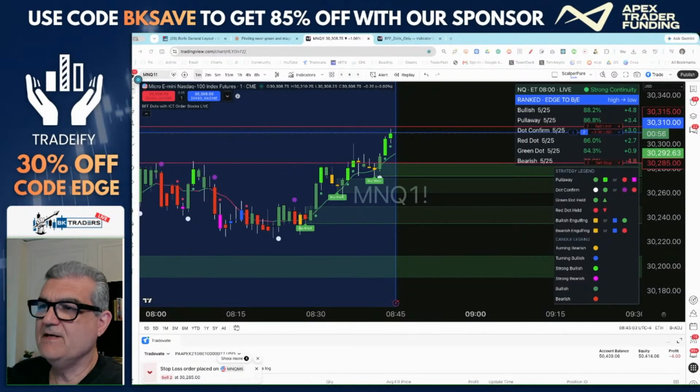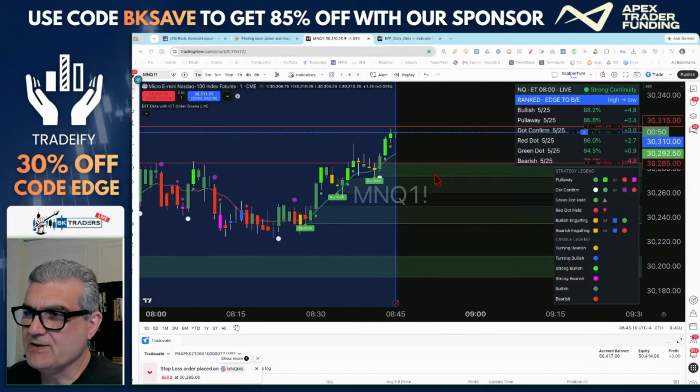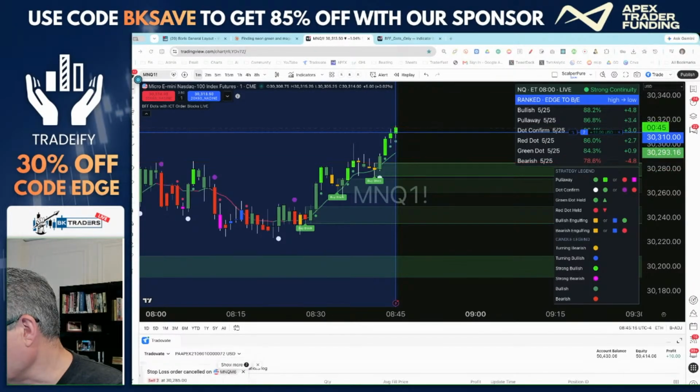So it's a very large stop against the setup. And actually, what I want to do to really, really increase my probability. So this looks like it's going to work.